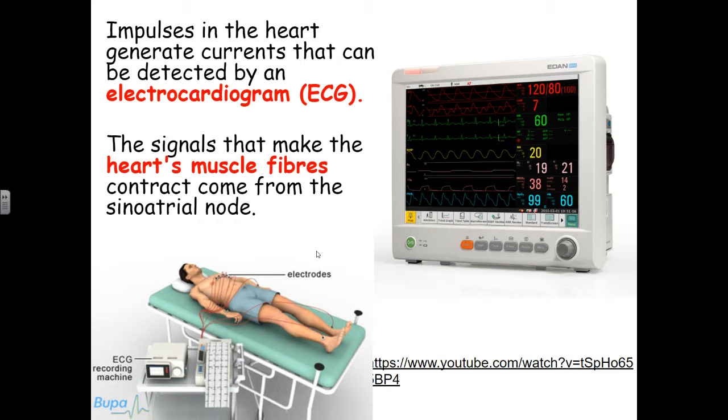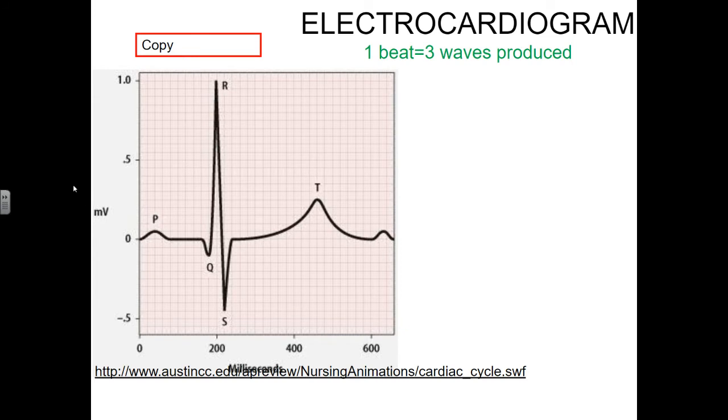The signals that make the heart fibers contract come from the sinoatrial node, and we can look at the electrical impulse this way. So this is what an ECG will look like. You'll have what's called the P, and then the QRS complex here, and then the T. Each of these ups and downs, the charges and the depolarizations, mean a different part of the cardiac cycle.